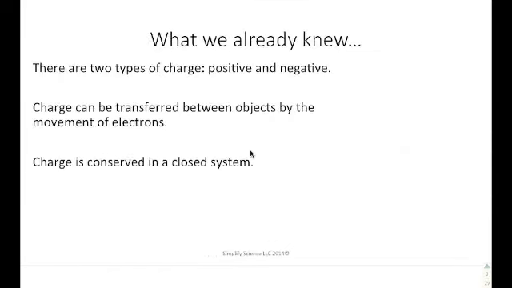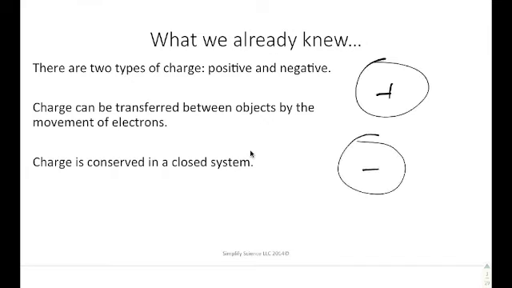So, what we already know. We already know that there's two types of charge. You have a positive charge and you have a negative charge. Now we know that you can take a neutral object and turn it into a positive charge, or you can take a neutral object and turn it into a negative charge. We call that charge transfer.